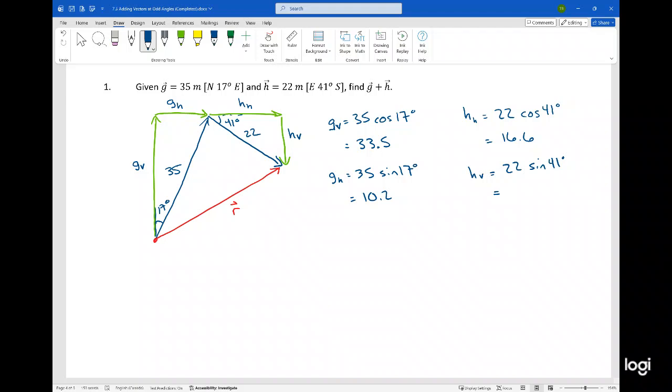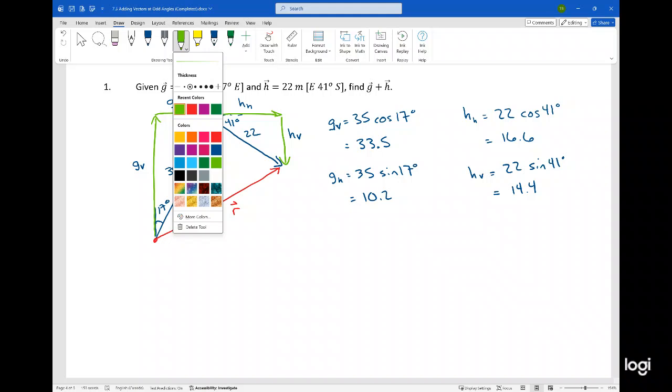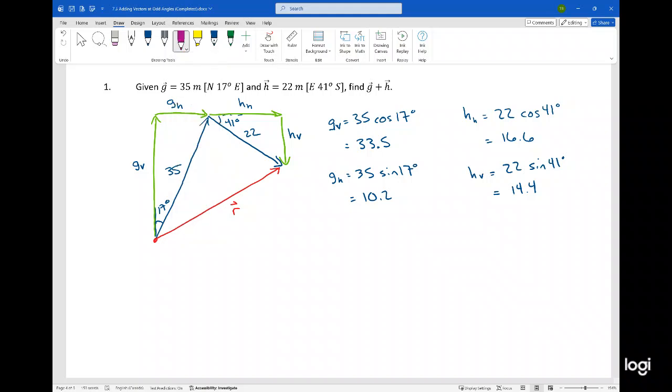And that'll give me 14.4. Okay, so now that I have those four pieces, what I can really think of is this line right here. Let me switch back and do this one in, let's pick a new color. Purple looks nice. We're going to think of this as an overall horizontal piece, but if I look up, that horizontal piece is going to be the horizontal part of G plus the horizontal part of H added together.